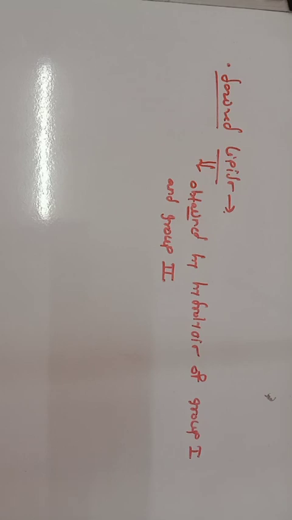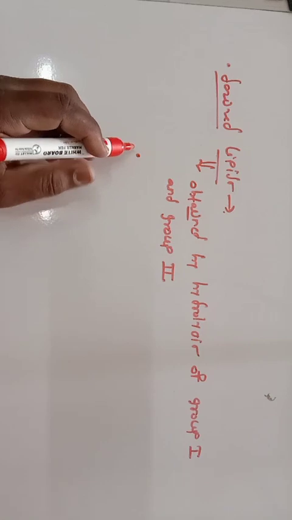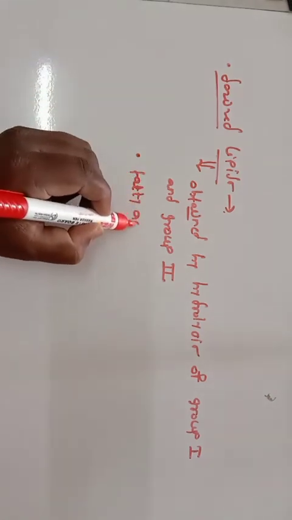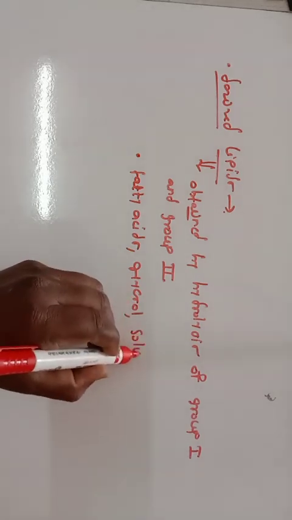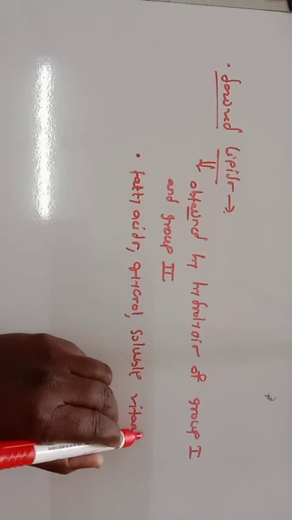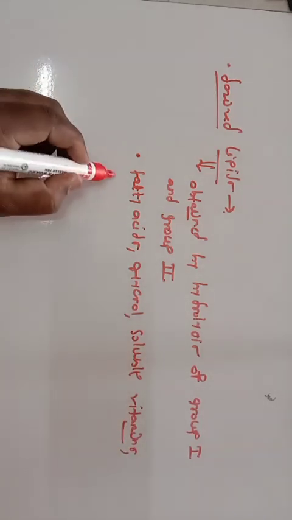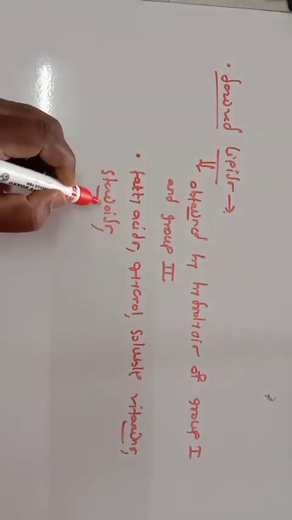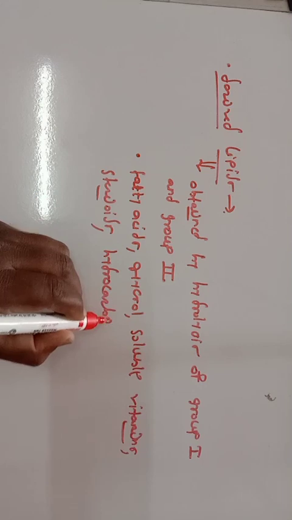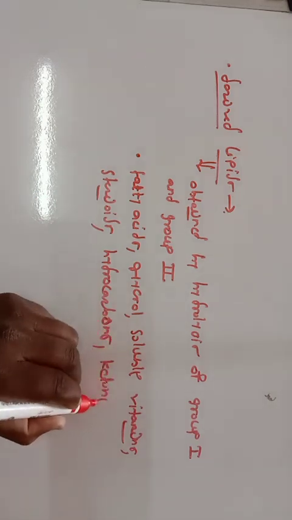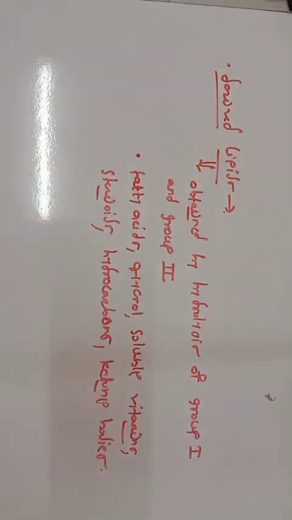These include glycerol and other alcohols, fatty acids, mono and diacyl glycerols, fat-soluble vitamins, steroids, hormones, hydrocarbons, and ketone bodies. So these are considered as the derived lipids.